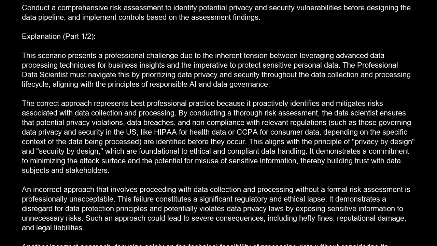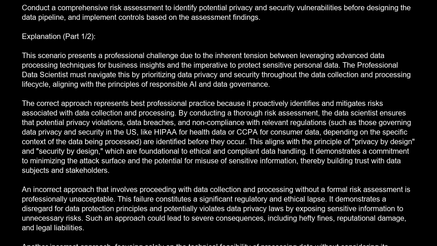Explanation. This scenario presents a professional challenge due to the inherent tension between leveraging advanced data processing techniques for business insights and the imperative to protect sensitive personal data. The professional data scientist must navigate this by prioritizing data privacy and security throughout the data collection and processing lifecycle, aligning with the principles of responsible AI and data governance.